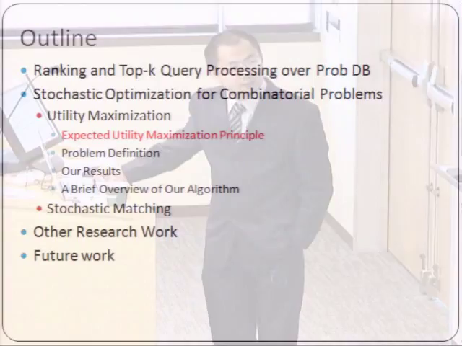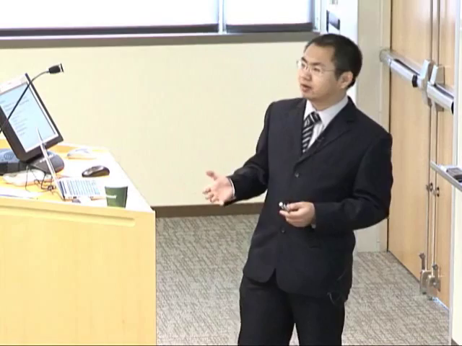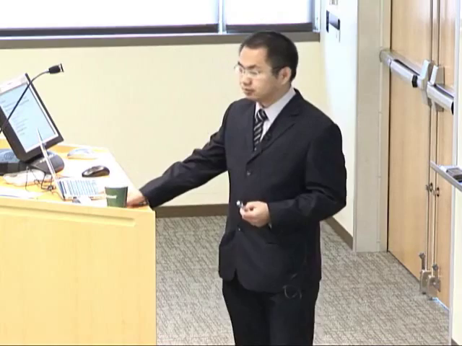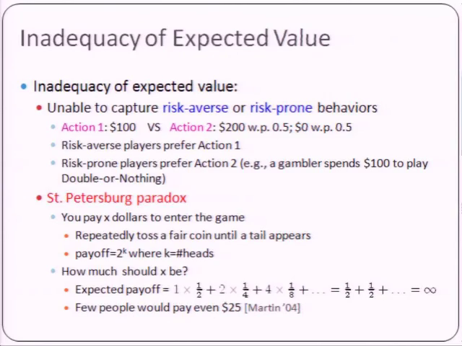And now let's come to the second part of my talk, which I want to discuss stochastic optimization for combinatorial problems. Okay. So one thing I want to note is that so far, most of the work in this domain has focused on optimizing the expected value of some objective. For example, maximize the expected profit or minimize the expected cost or something similar. But my argument is that sometimes the expected value is not a very good criterion, especially in cases where we want to capture risk-averse and risk-prone behavior.